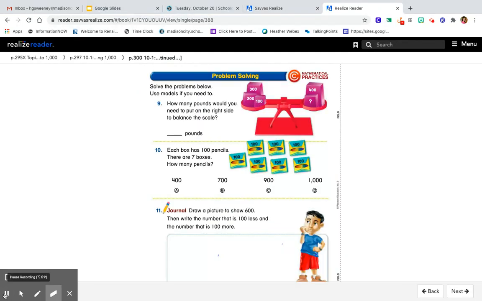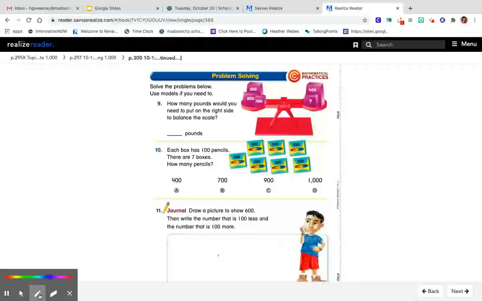All right, so here we have 3 word problems. And what I want you to do is solve 9, 10, 11 on your own. And then I want you to come back and check to see how you did, okay? So go ahead and get started. Do numbers 9, 10, 11 on your own, and then come back to check to see how you did.